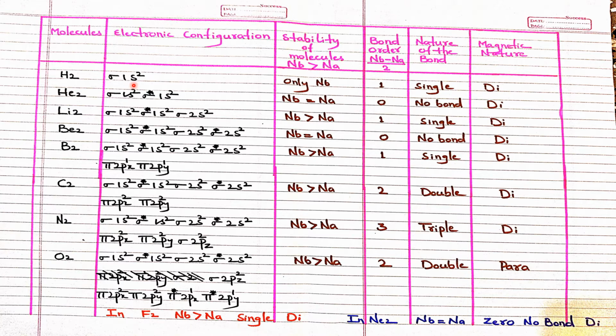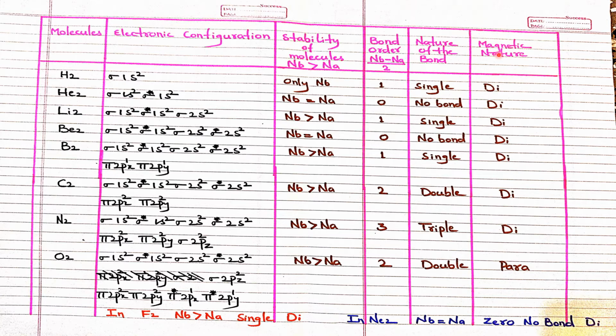These are called bonding electrons. There are no anti-bonding electrons. That means Nb, what is Nb? Nb means number of bonding electrons. Na means number of anti-bonding electrons. So in the H2 molecule, number of bonding electrons equals 2, number of anti-bonding electrons equals 0. Now, after writing the electronic configuration, we check whether the molecule is stable, what the bond order is, what the nature of the bond is, and the magnetic nature. This you have to study for every molecule.